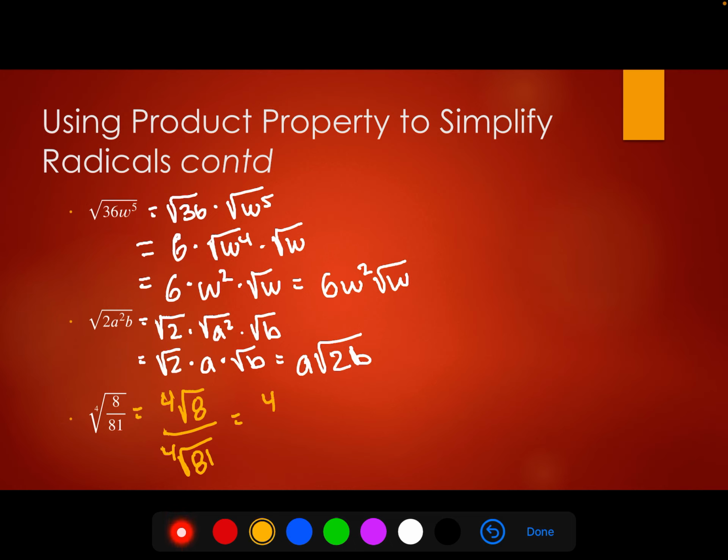So that will stay the 4th root of 8. And now in the denominator, if we take the 4th root of 81, we would find that that's equal to 3, right? Because 3 to the 4th power gives us 81. So we have the 4th root of 8 over 3. There's nothing else we can do with that. So this is our simplified answer of the 4th root of 8 over 3.